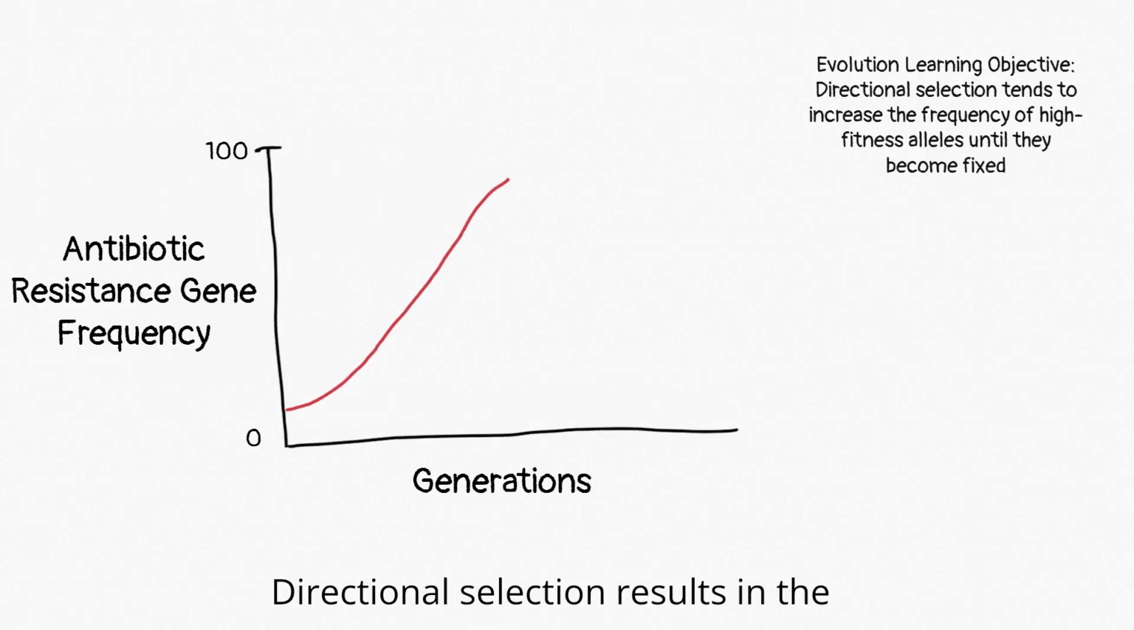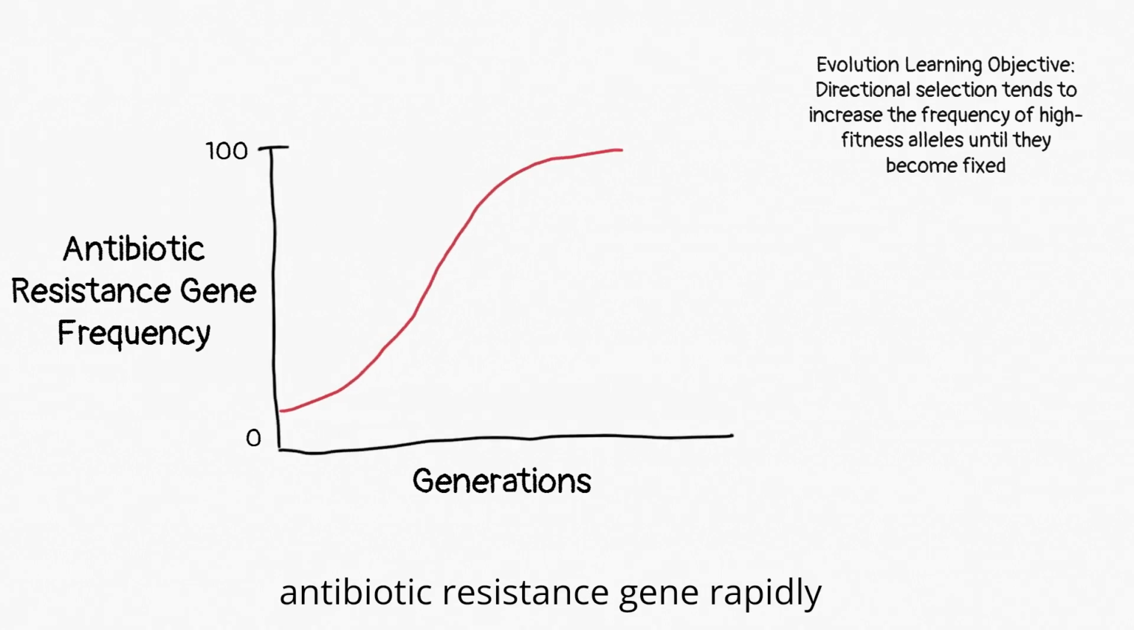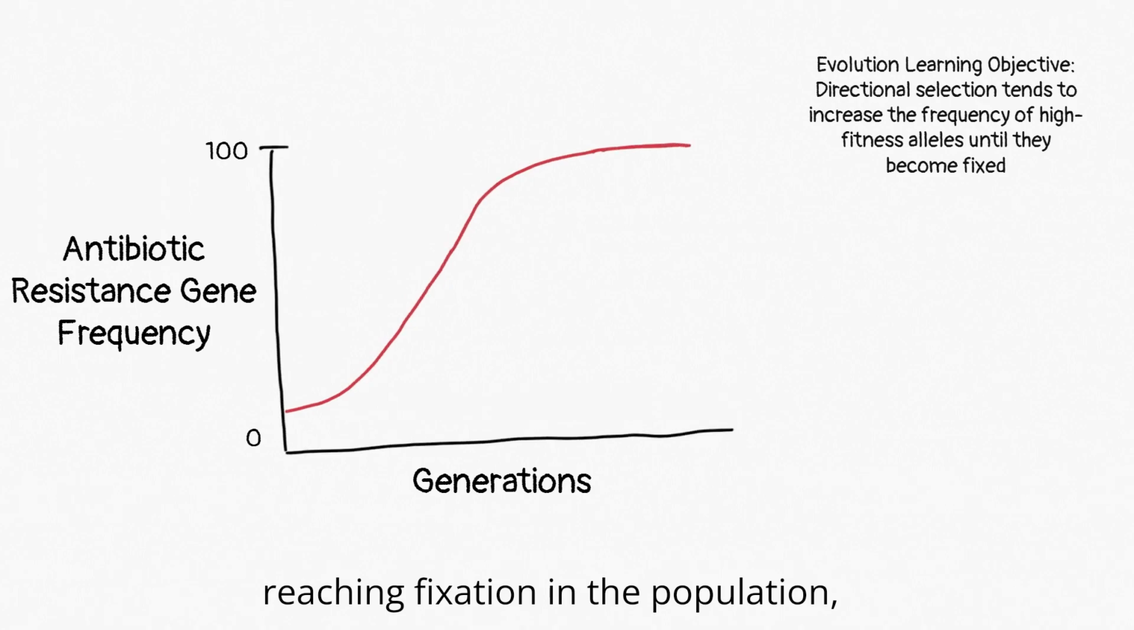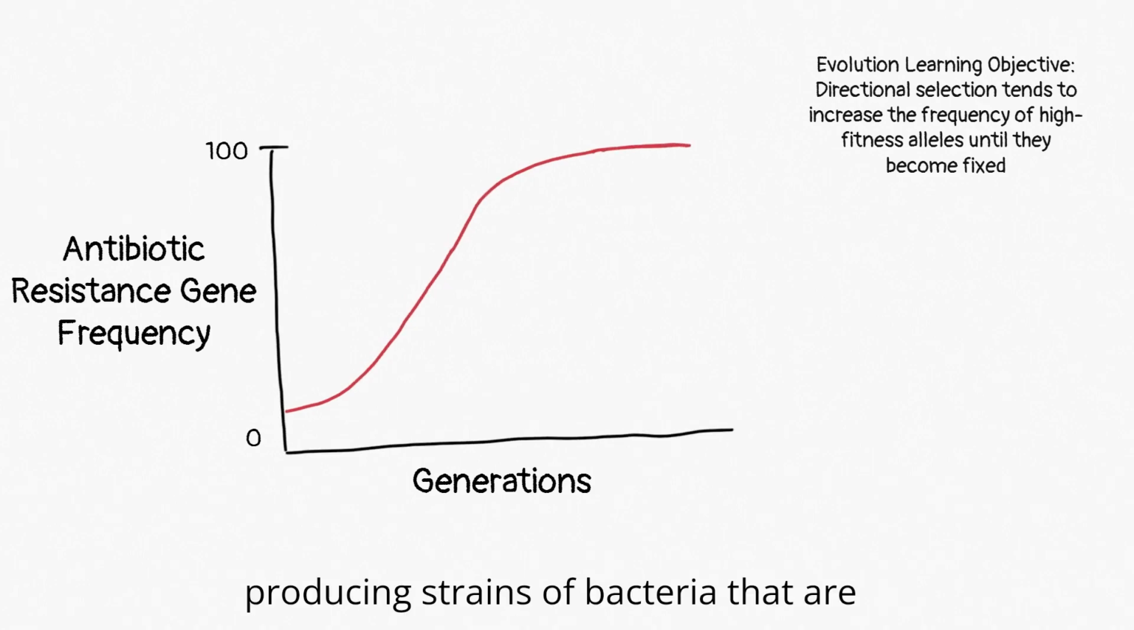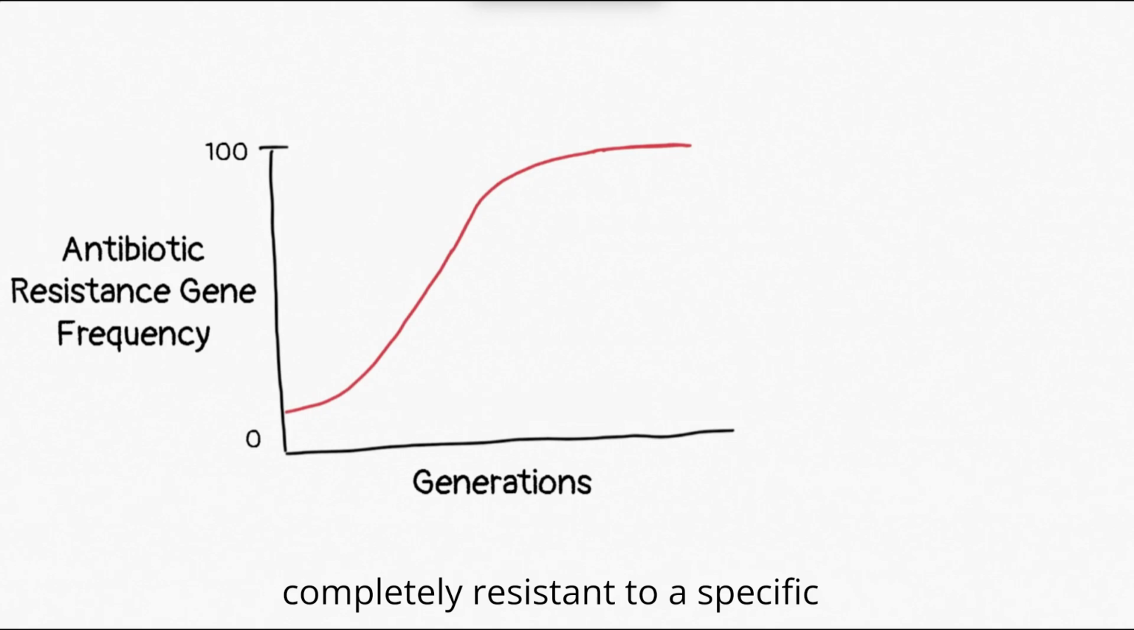Directional selection results in the antibiotic resistance gene rapidly reaching fixation in the population, producing strains of bacteria that are completely resistant to a specific antibiotic. Some bacteria develop multidrug resistance, such as multidrug resistant Staphylococcus aureus, or MRSA. These bacteria are especially difficult to treat because there are fewer antibiotics that work against them.